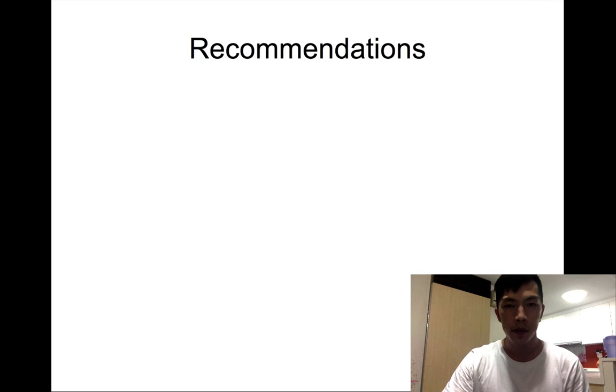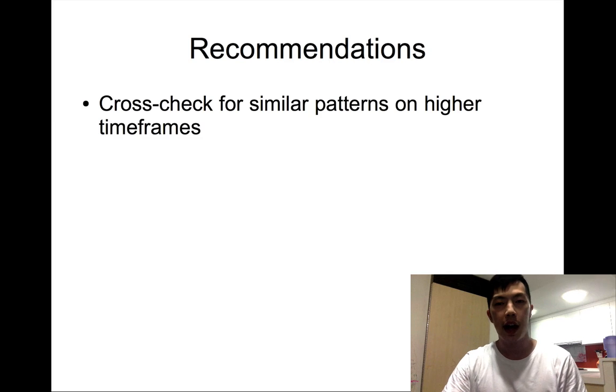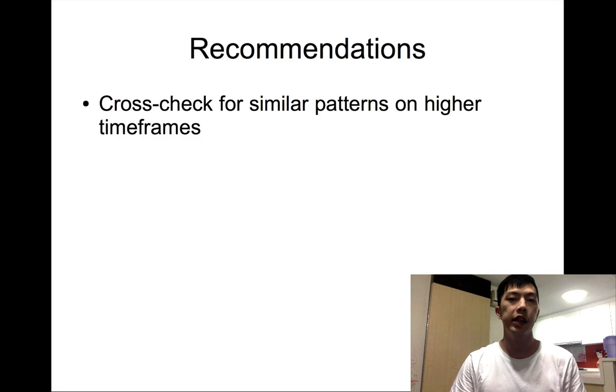So recommendations. I actually recommend that when you're seeing any of these patterns, always check the higher time frames. If you're already checking the 1 minute time frame, I'm assuming that you're using something like MetaTrader 4 or NetDania, you want to check the next higher time frame. So if you're currently on the M1 chart, look at the M5, look at the M15, look at the M30 even.